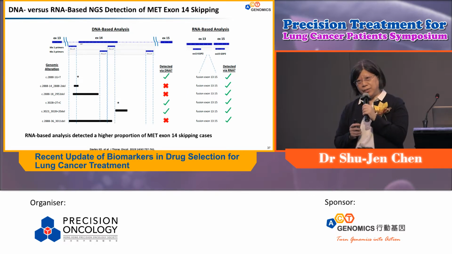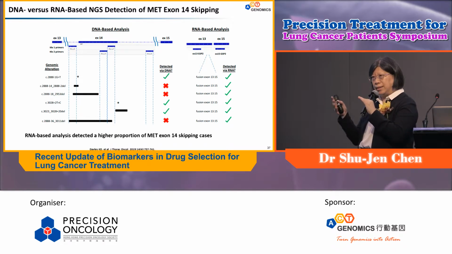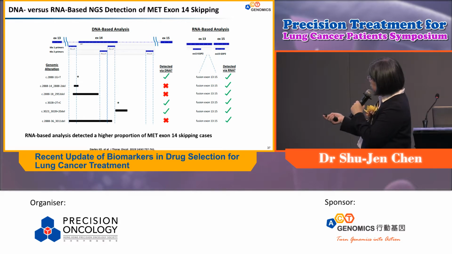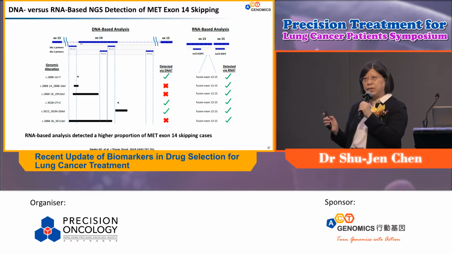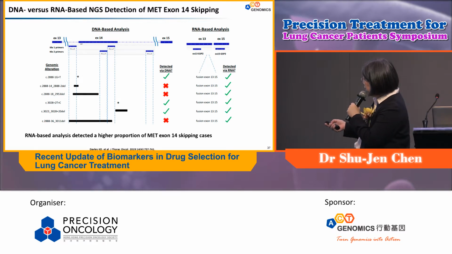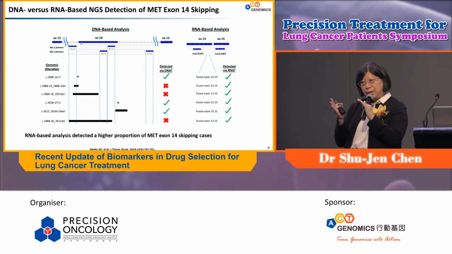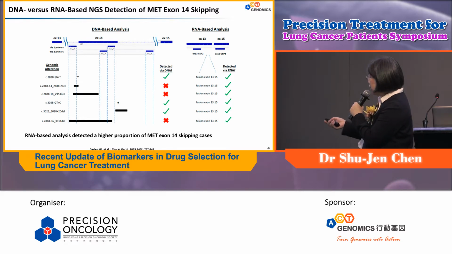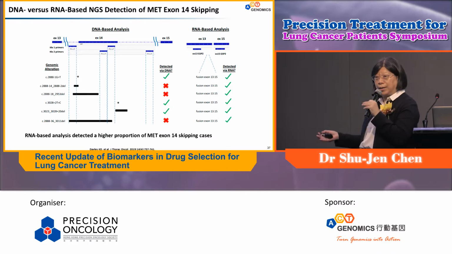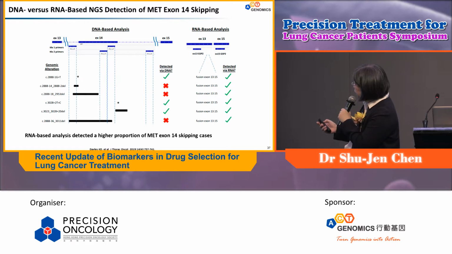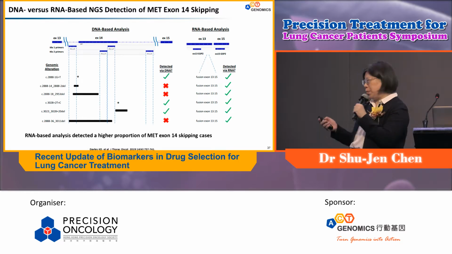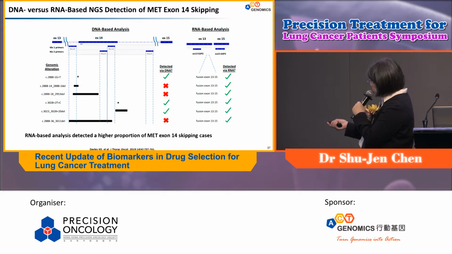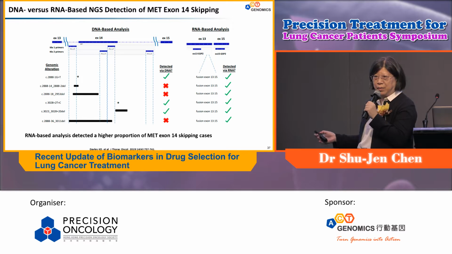But how do you detect exon 14 skipping? Typically, exon 14 skipping occurs because there are mutations at the splicing site. You can use either DNA-based or RNA-based detection. When you use DNA-based detection, you need to identify specific mutations near the intron-exon junction. Unfortunately, the distribution of exon 14 genetic alterations at the intron-exon junction is quite diverse. So even though we can try to cover as much as possible, you will still miss some mutations.